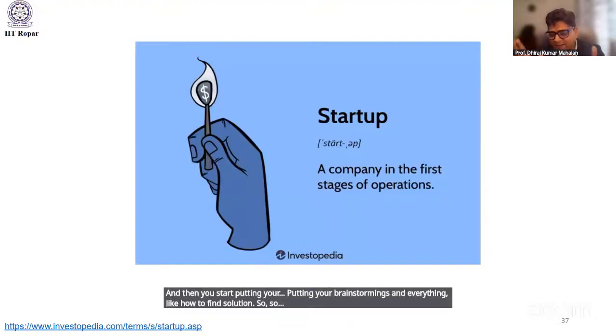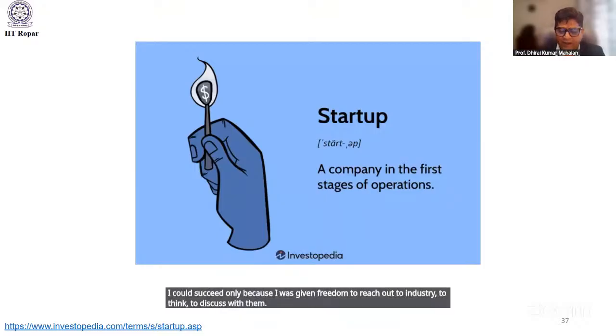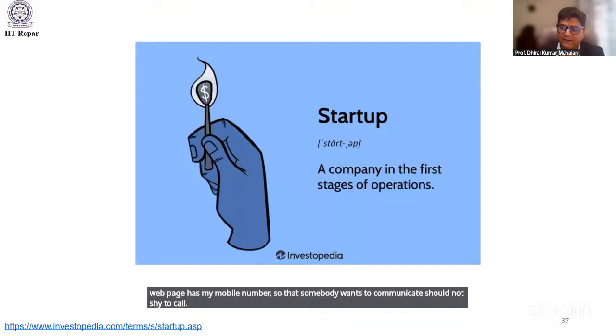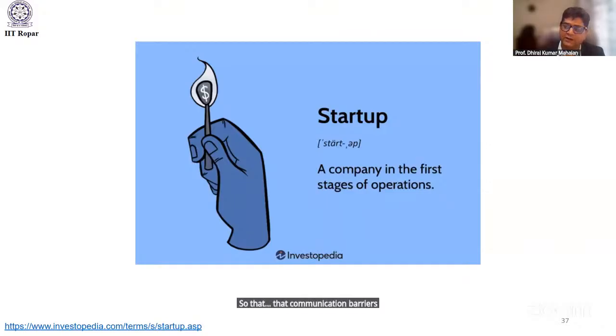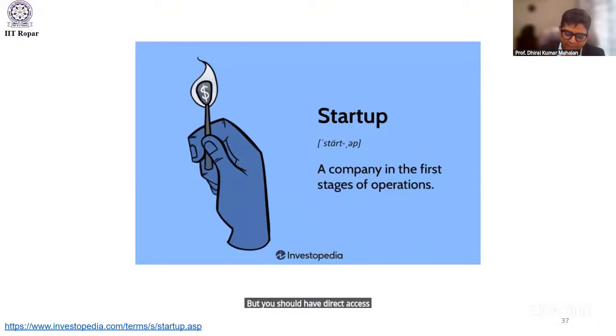And again, if you can see my way of presentation, I could succeed only because I was given freedom to reach out to industry, to think, to discuss with them, to find problems, and I was accessible. My web page has my mobile number, so that somebody who wants to communicate should not shy away from calling. So those communication barriers need to be broken, so that you are reachable, at least to a problem. The solution will come, but you should have direct access to problems in order to find a solution. So this is a startup.